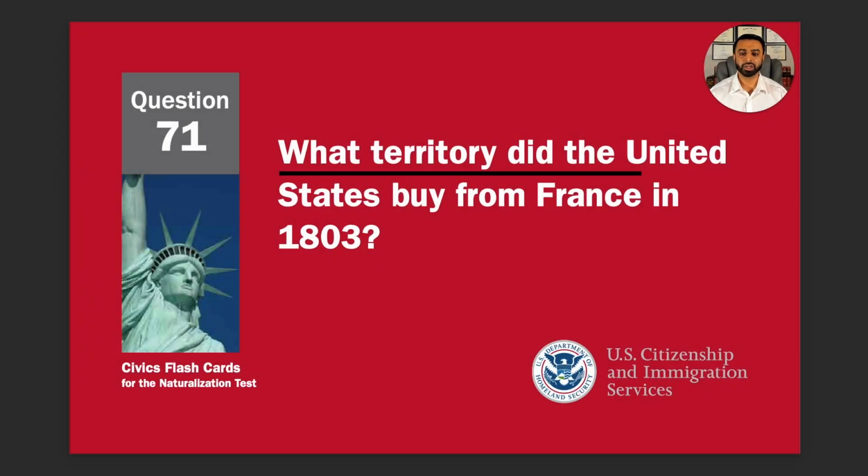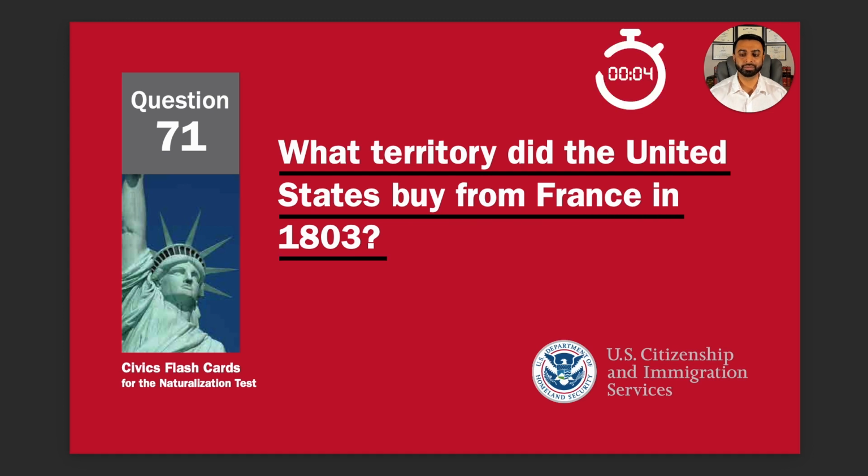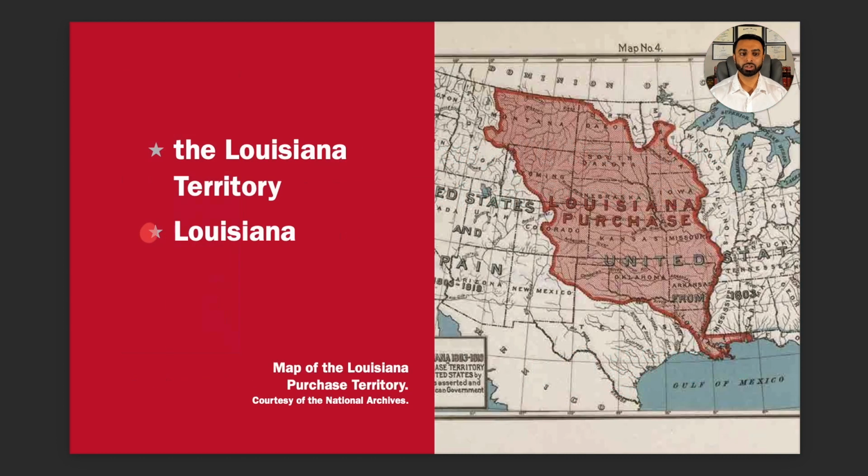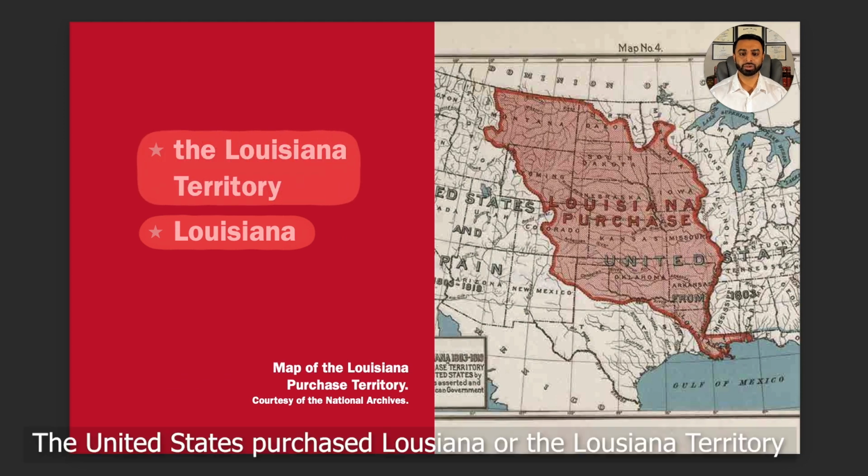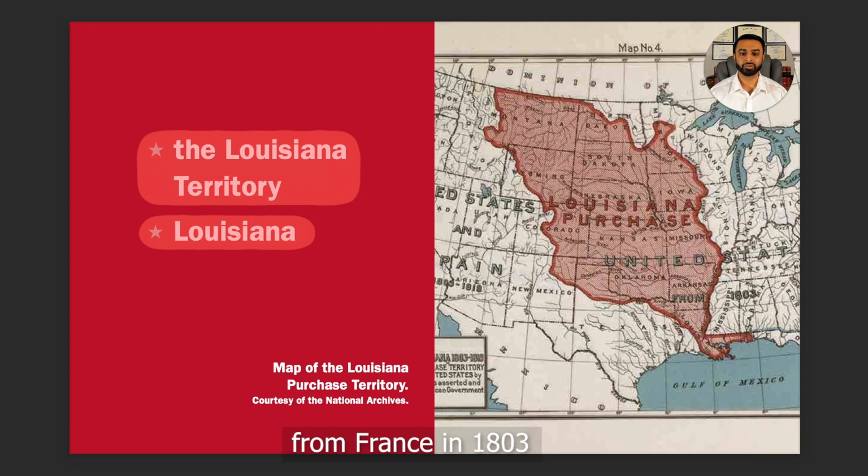What territory did the United States buy from France in 1803? Louisiana, or the Louisiana Territory. The United States purchased the Louisiana, or the Louisiana Territory, from France in 1803.